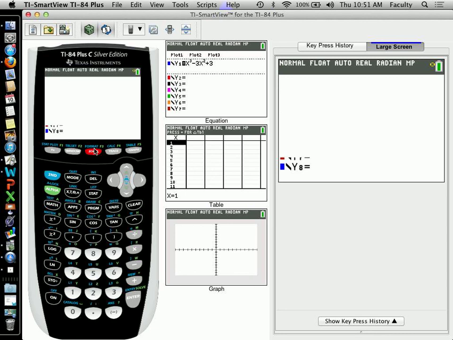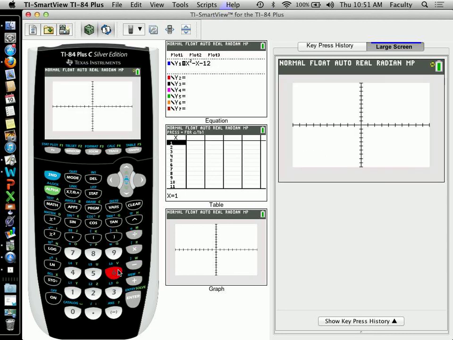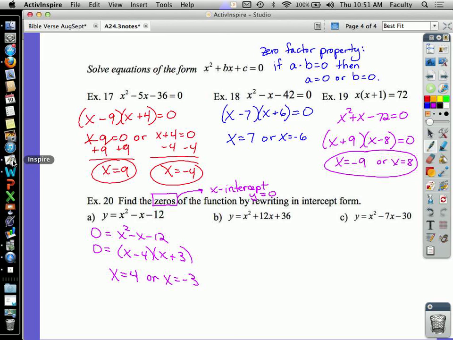Do zoom 6 if you can't remember what your window looked like. We do know graphically this is a parabola that's opening up. So even though in this window I don't see the very bottom, the minimum, it doesn't really matter here. But do you see there's an x-intercept at x is negative 3 and at x is 4. So the zeros are the x-intercepts. That's really, really important for us to make that connection. Okay? All right, let's try letter B.